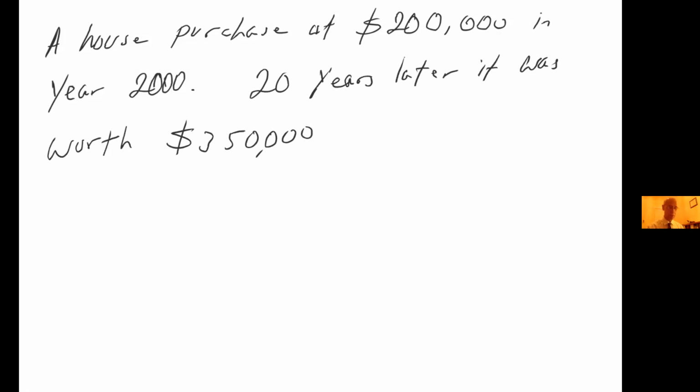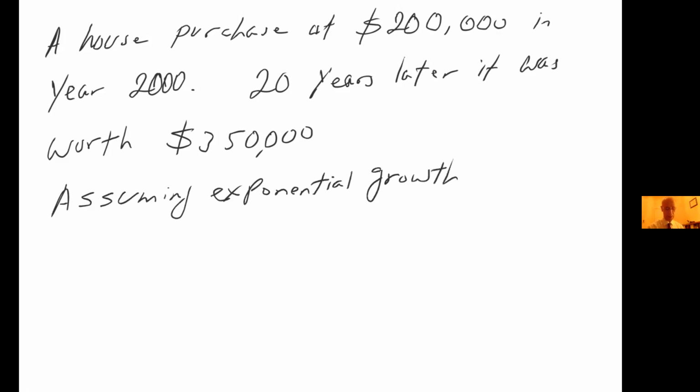Assuming exponential growth, so that is important because the problem is telling us that. Why is that important? Because now I know that I have the form of f of x equals some a times b to the power of x. All right. So assuming exponential growth, there are two questions asked.